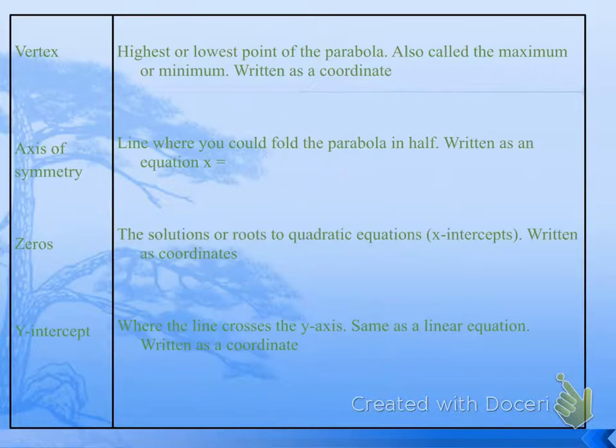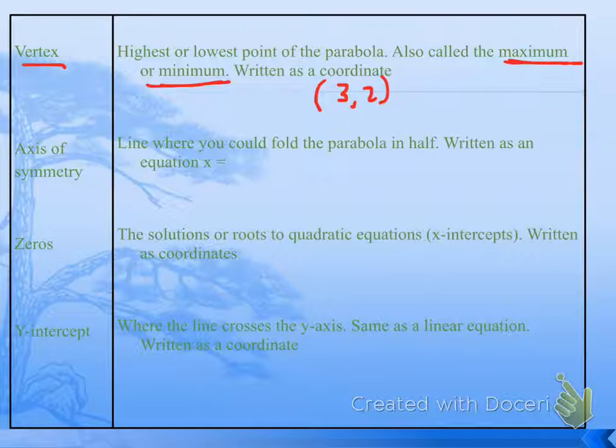Okay? Next, the vertex. It's the highest or lowest point of the parabola. It's usually called a maximum or a minimum. When you see the word vertex, or when you see the word maximum or minimum, they mean the vertex. It's written as a coordinate. So like (3, 2) would be an example, or (4, 7), or (0, 426). Those are all examples of a vertex. Okay? Think about the rocket. The rocket problems we did, that highest point is called the vertex.